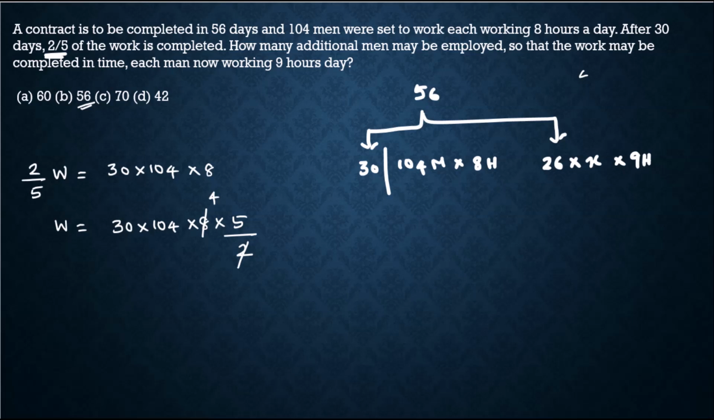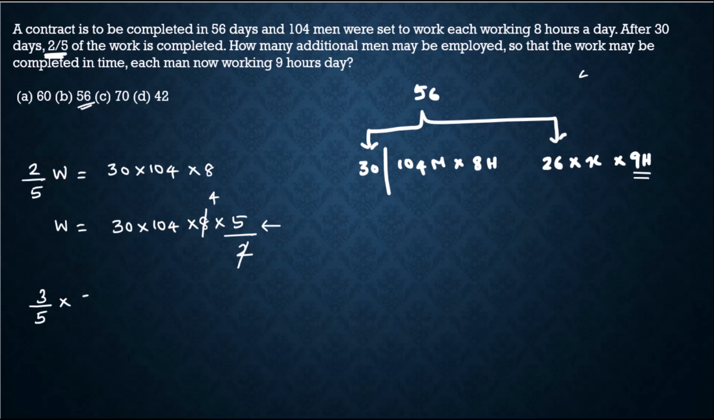This 2 and this 4 cancel, it will become 20. No need to solve it up. Then the remaining 3 by 5 part of the work has to be completed in 26 days, correct? That means this part is the total work. The 3 by 5 portion of this total work has to be completed in 26 days, such that they are working for 9 hours per day.